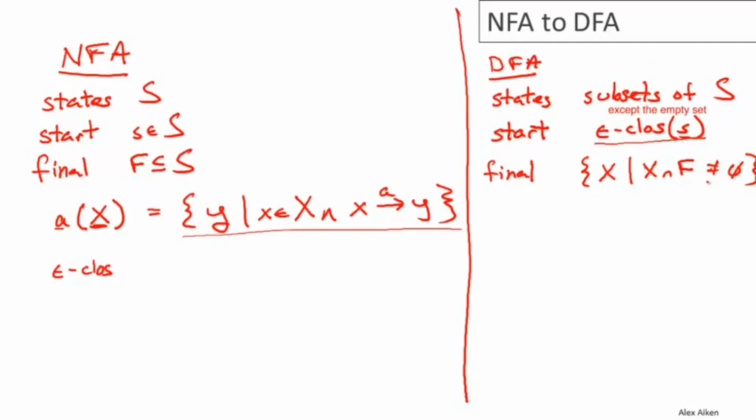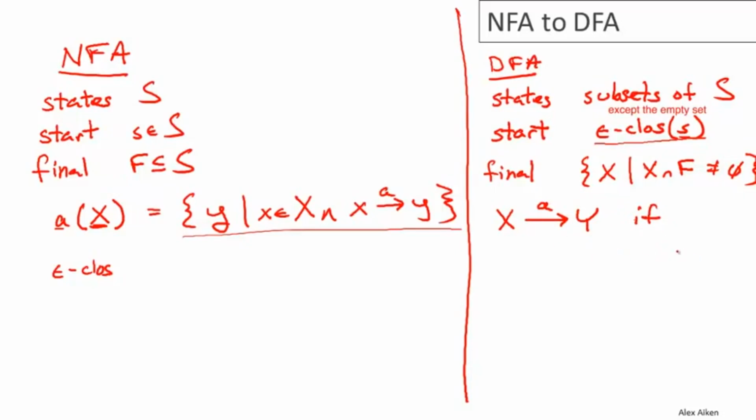And finally, we need to define the transition function. And how do we do that? Well, we need to say that for a given state X and another state Y, when is there a transition between them on some input A? Under what conditions will there be such a transition? Let's write them out.